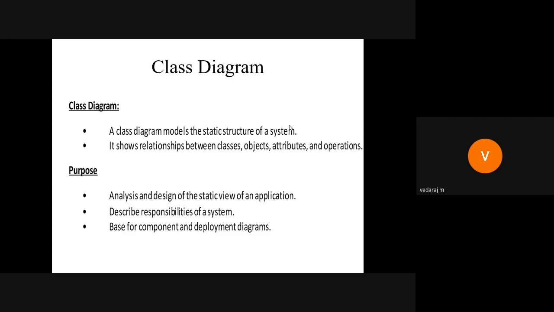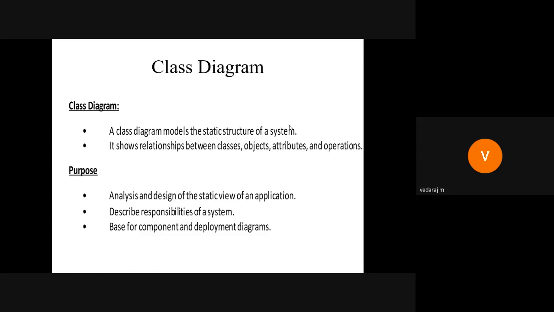This is mainly used to view the static view of the application. What do you mean by static view? I have already told you many times: the static structure or static aspect. These are all the parts of the class diagram that cannot be changed.